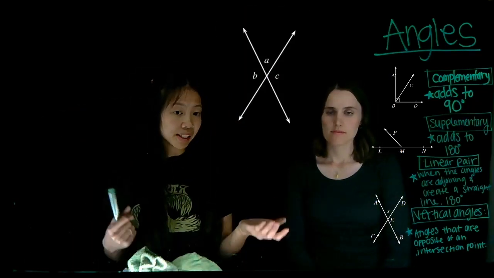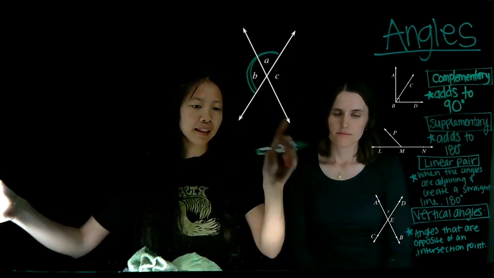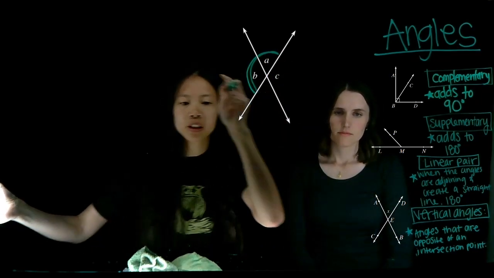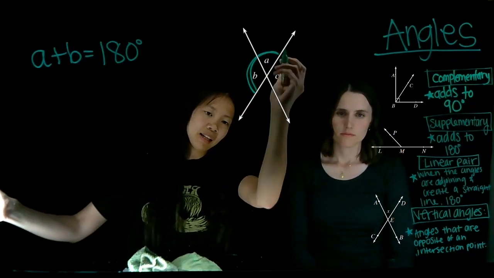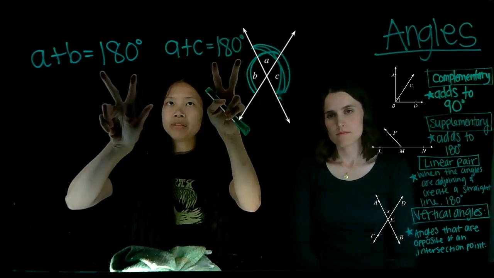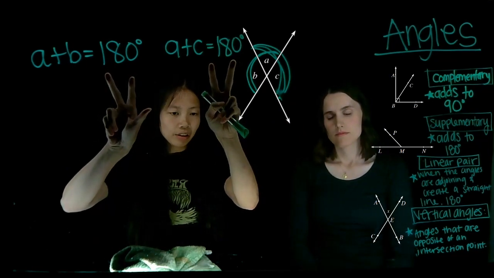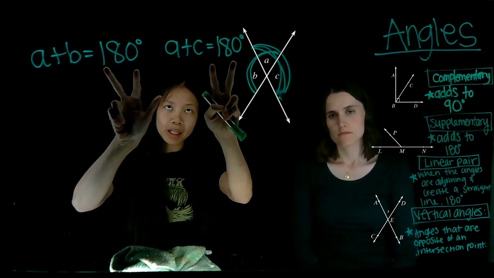We can also prove this algebraically. We can see here that A and B actually form a linear pair. So we know that A plus B adds up to 180. And similarly, we can do the same thing for A and C. A and C add up to make 180 as well. Because both of these pieces are equal to 180 degrees, they are equal to each other. That's called the transitive property. So because they're both equal to 180, they're equal to each other.